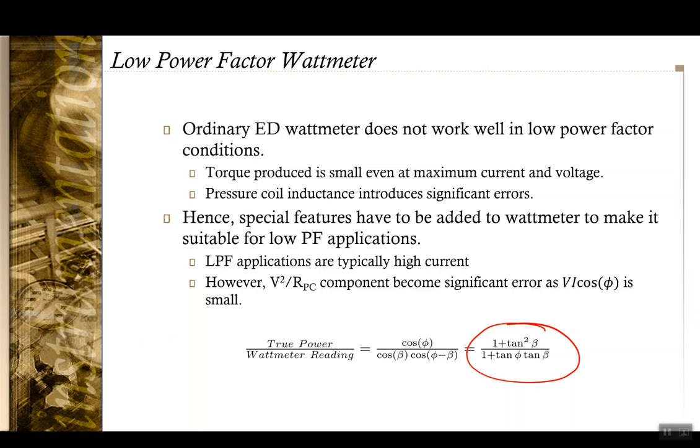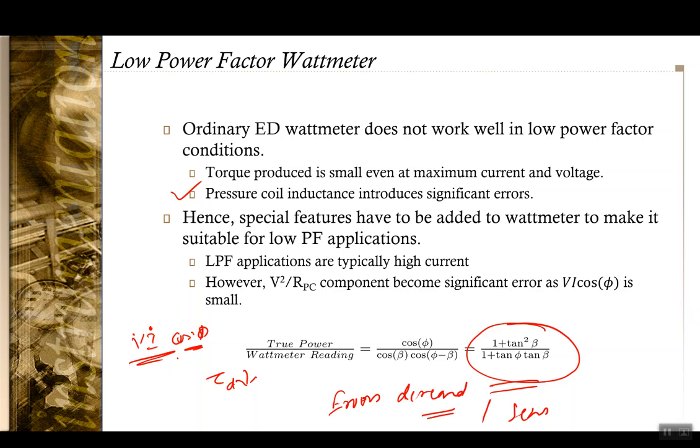A few of these are that when you have a low power factor, because it is VI cos phi, even when V and I are high, because of this cos phi, tau D is low. So even with high voltage and high current, the deflection is much less. And in addition to this, the pressure coil inductance can cause significant effects. Because of this, we need a compensatory mechanism by which the errors are decreased and sensitivity is increased, which was not that much of a problem in the case of a unity power factor wattmeter.